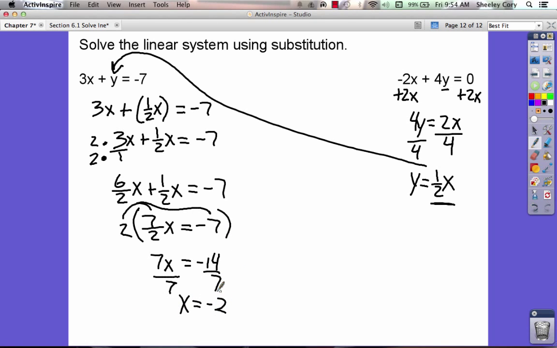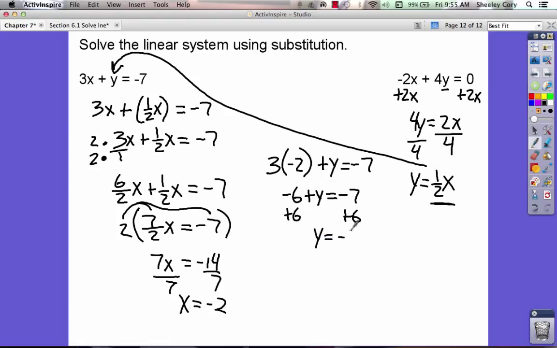Let's plug that into an equation and find out what y is. Let's go back up and use this equation here. So 3 times negative 2 plus y equals negative 7. Well, 3 times negative 2 is negative 6 plus y equals negative 7. Let's add 6 to both sides, so y equals negative 1. We think that our solution is negative 2 for the x, negative 1 for the y.